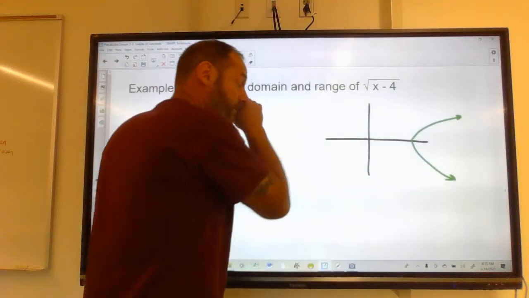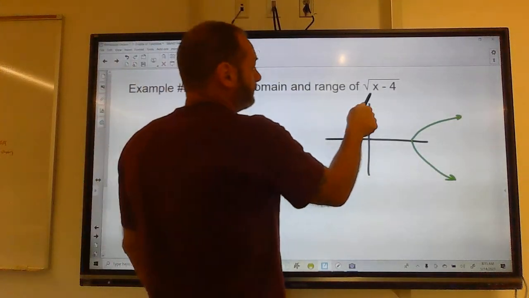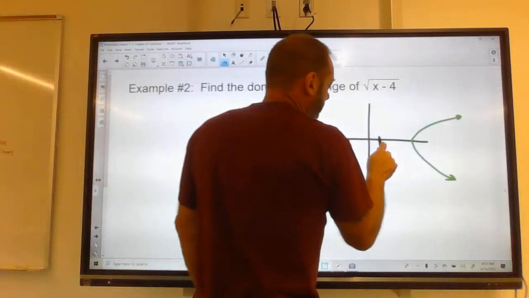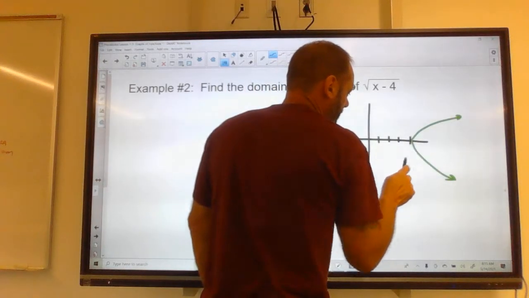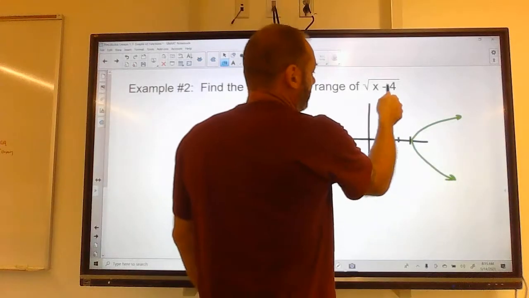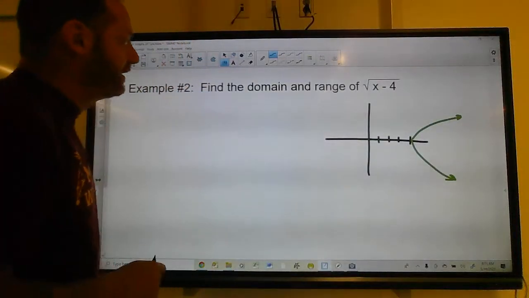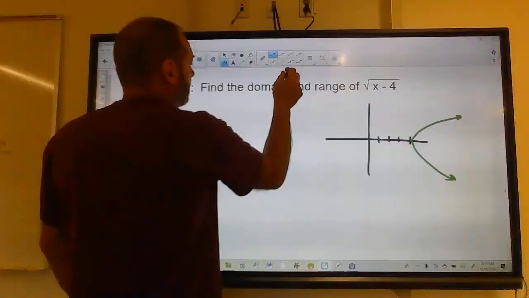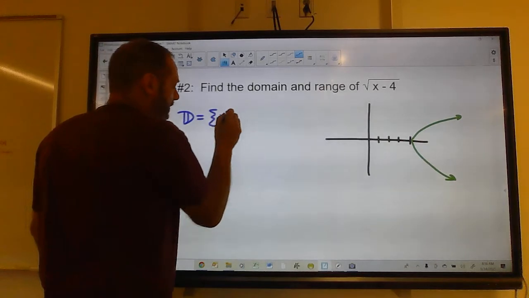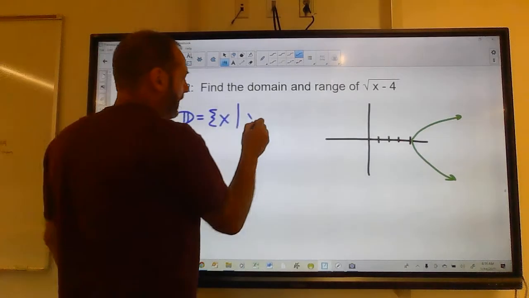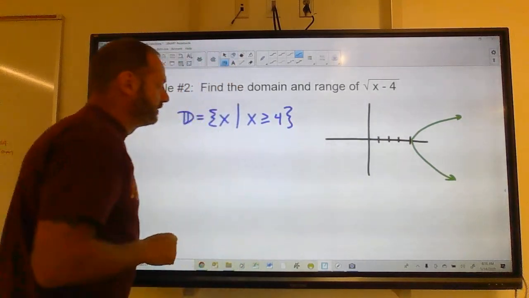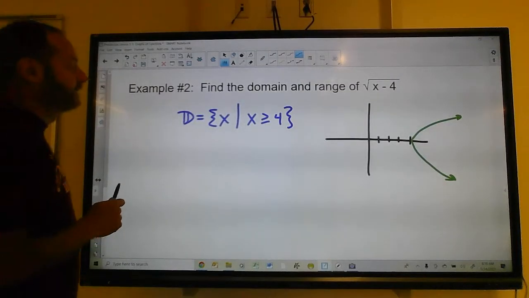Really easy to get that backwards because people think negative and they go to the left, right? So there you go. I can't put a 3 in here because that would square root a negative number. So now, can I write the domain and range from the picture? Yep, I sure can. So the domain is going to be all the x's where x is greater than or equal to 4. 4 seems to be coming up a lot with this today.